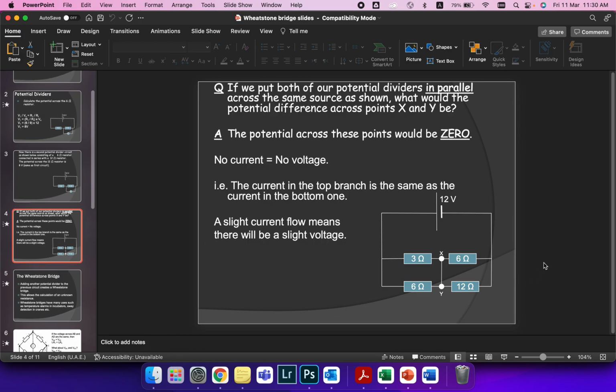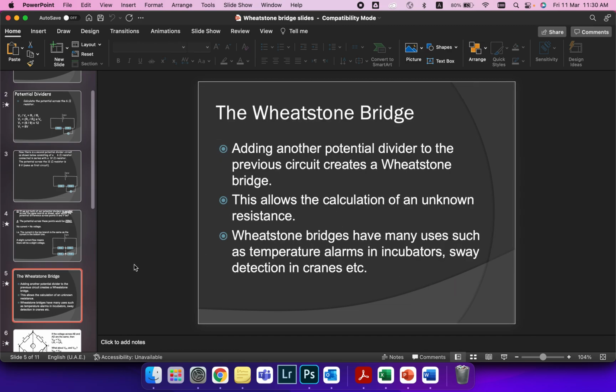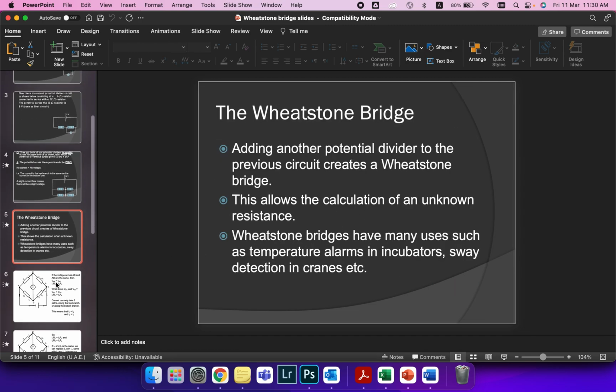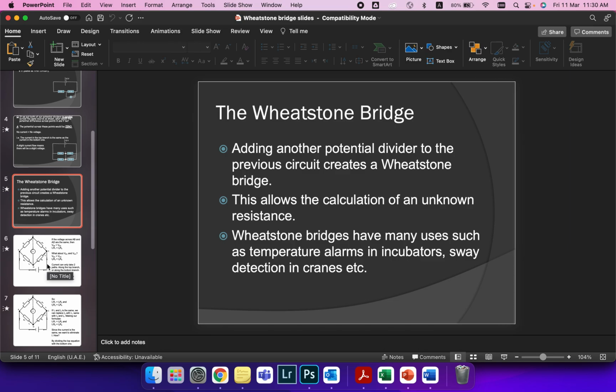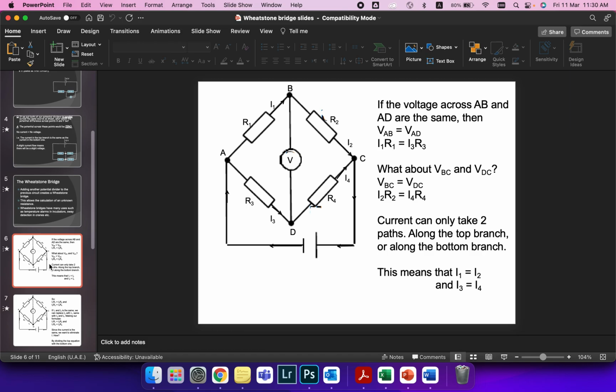This is something that's really useful in, for example, light-dependent resistors, or if you have a temperature-dependent one, like a thermostat, it can change the temperature for you. You can choose to switch the AC on or off whenever you like. That's the whole point of a Wheatstone bridge. So you have two potential dividers, and it can help you actually calculate the value of the unknown resistor. There is a way to derive it. I'm not going to go through the derivation here.